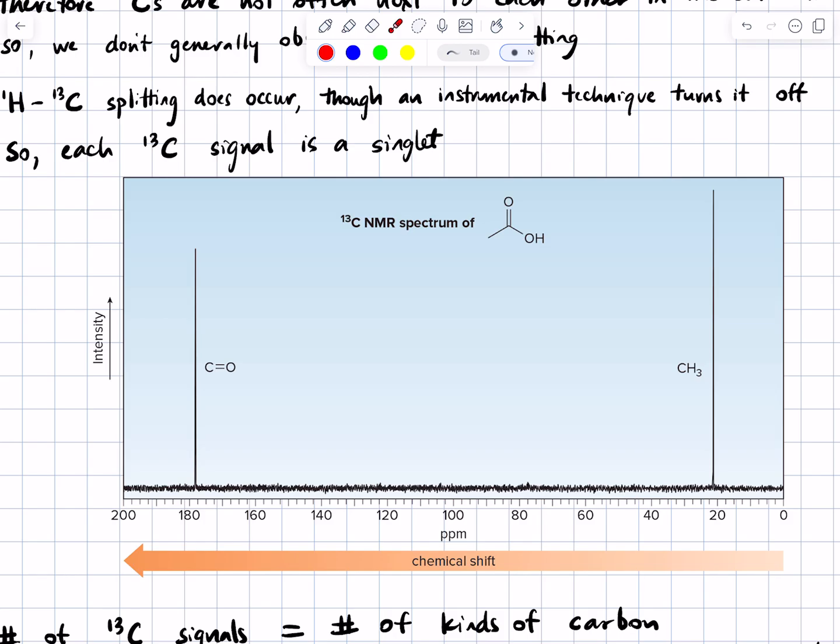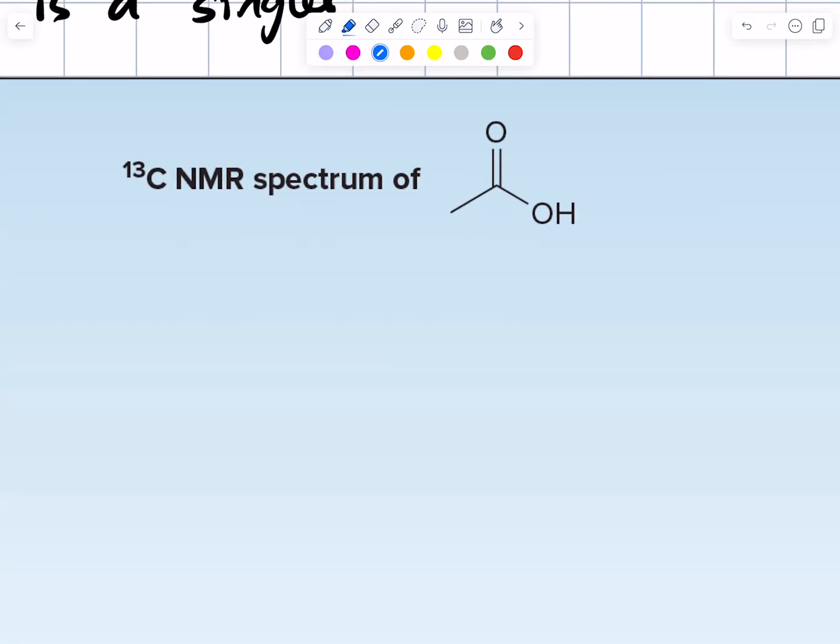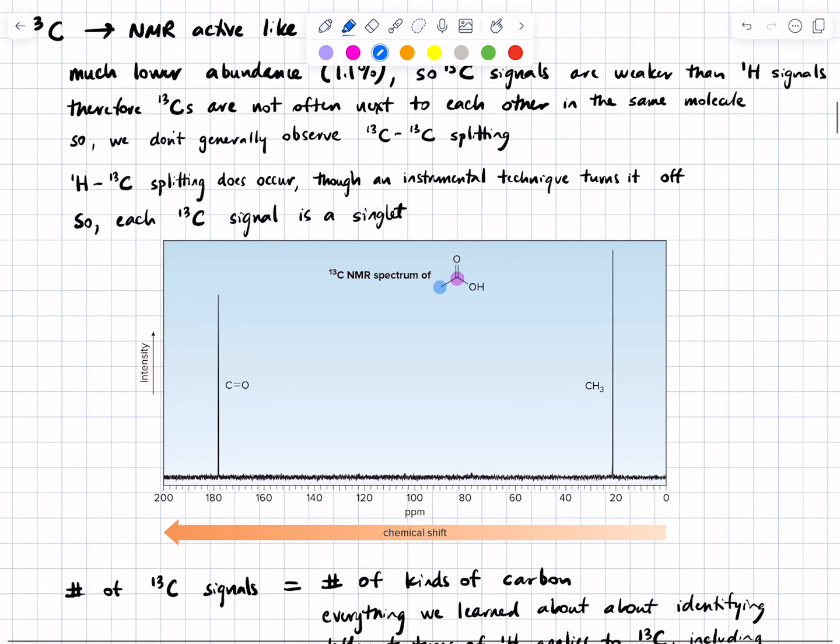Okay, so here's a C13 spectrum of acetic acid. There are two different kinds of carbon in acetic acid. There is the carbonyl carbon and then the methyl carbon. And chemical shift, so NMR, you should expect to see two different peaks in the C13 spectrum, and we do.